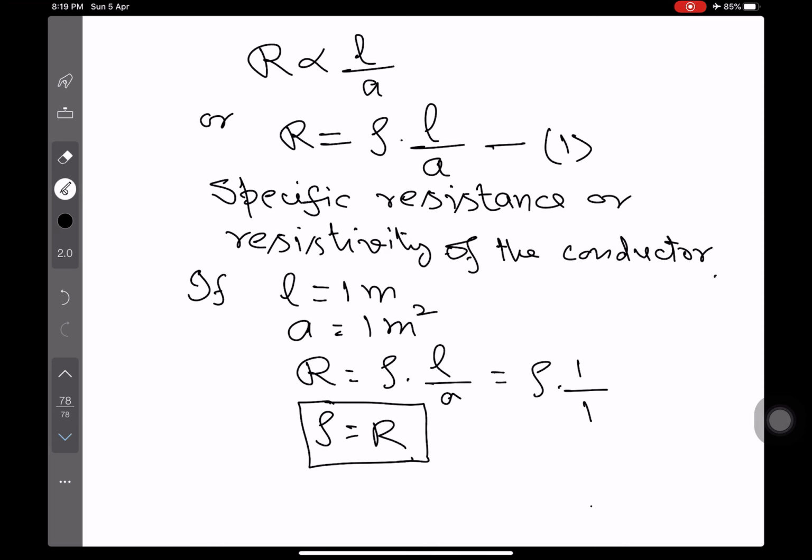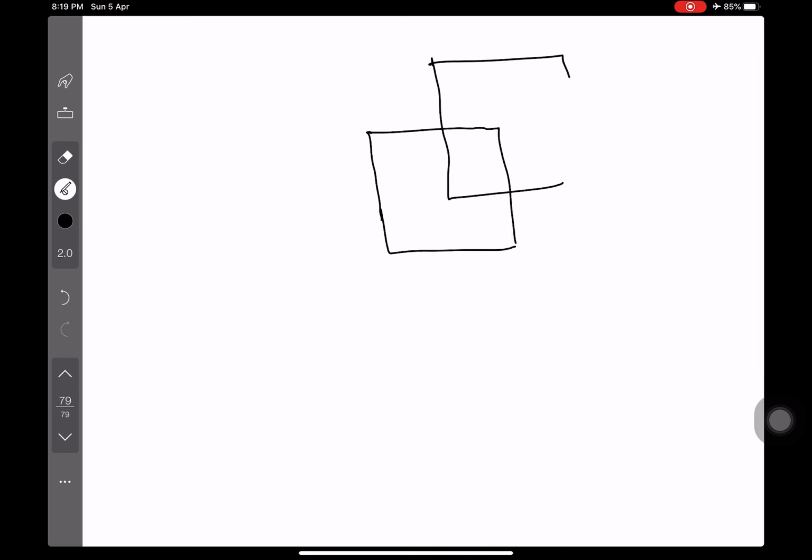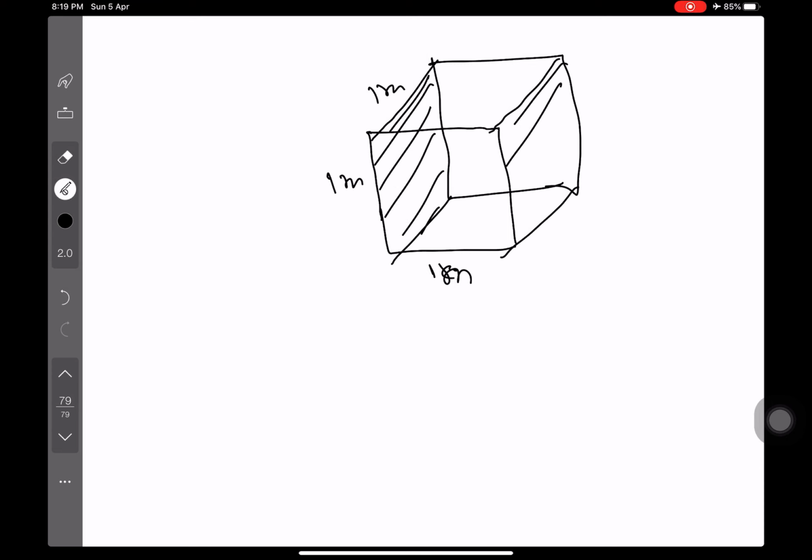Now a conductor whose length is 1 meter and area of cross section is 1 meter square is called a meter cube. That means it is a cube whose each side is equal to 1 meter, like this. This is a cube. Its each side is 1 meter. Now this is the area of cross section. This area is 1 meter into 1 meter, that is 1 meter square, and this is the length, that is 1 meter.